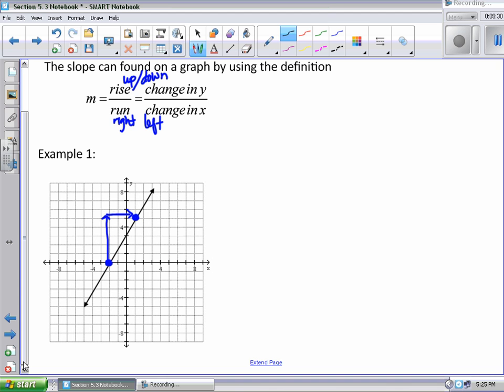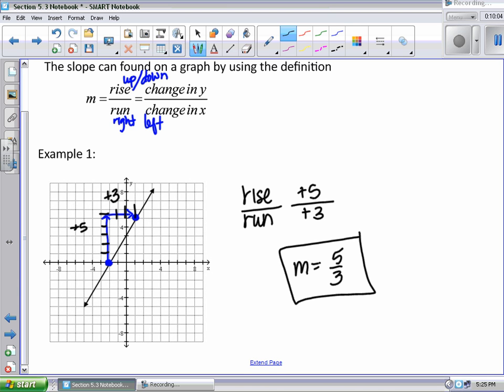So if I count grid marks, I'm going up 1, 2, 3, 4, 5. Up is a positive, so it's positive 5. And I have to go across, and I'm moving to the right, so to the right is positive 1, 2, 3 units. So my rise is a positive 5, my run is a positive 3. So my slope is 5/3.